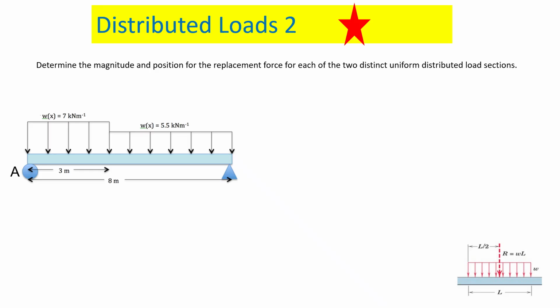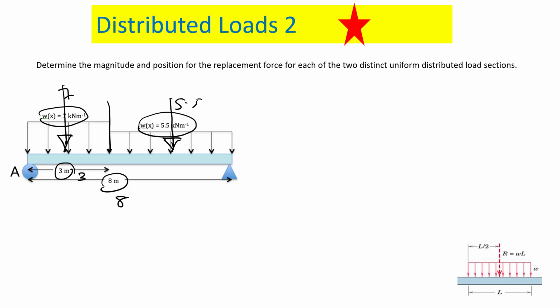This is 7 and this is 5.5 and this is 3 and this is 8. So this one is always applied at the center and the area is just 3 times 7 here. This one is 5.5 times 5. Am I right? This is 5. Okay. Find me these two forces, please.